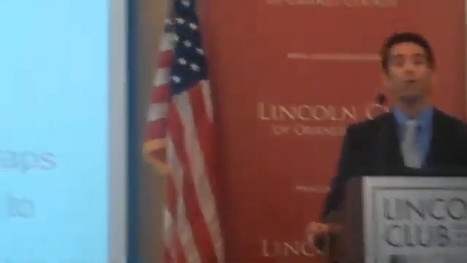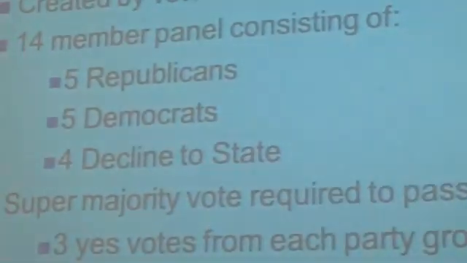The Citizens Redistricting Commission was a 14-member panel: 5 Republicans, 5 Democrats, and 4 decline-to-state. To pass any given set of maps, you needed 3 affirmative votes from each of those subcategories. The propositional criteria, as intended, was nonpartisan and neutral. The criteria was rank ordered, and you weren't supposed to violate a higher ranking criteria to achieve a lower rank. They're listed on the screen.